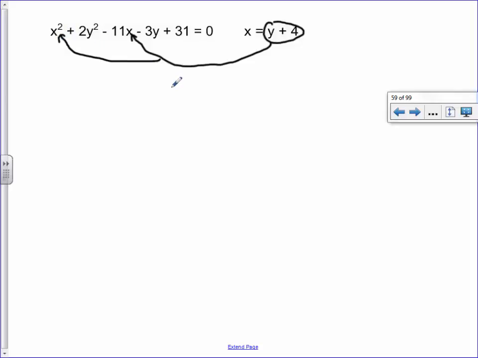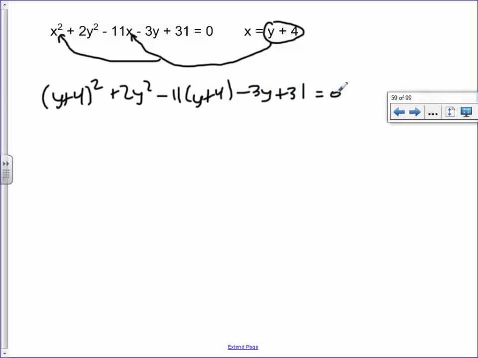So stay with me. I know I've only got 5 minutes left here, but try to stay focused. We don't have tons of time to cover this. If I did that, here's what I'd have. I'd have y plus 4 squared plus 2y squared minus 11. But rather than writing x, I'd write y plus 4 minus 3y plus 31 equals 0.